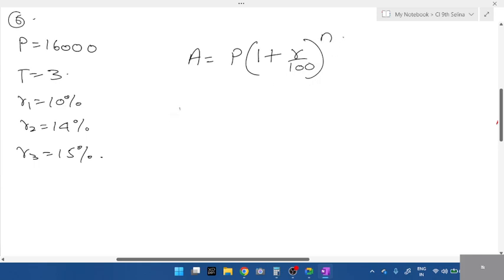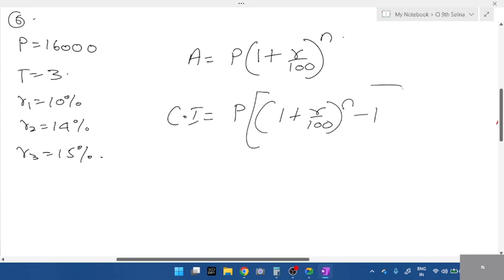This is one formula. Next, direct compound interest formula. What is compound interest? You take P into, in bracket, 1 plus R by 100 to the power N minus 1. I taught you all this, right? Did we complete such questions? Yes, we have done. Minus 1.